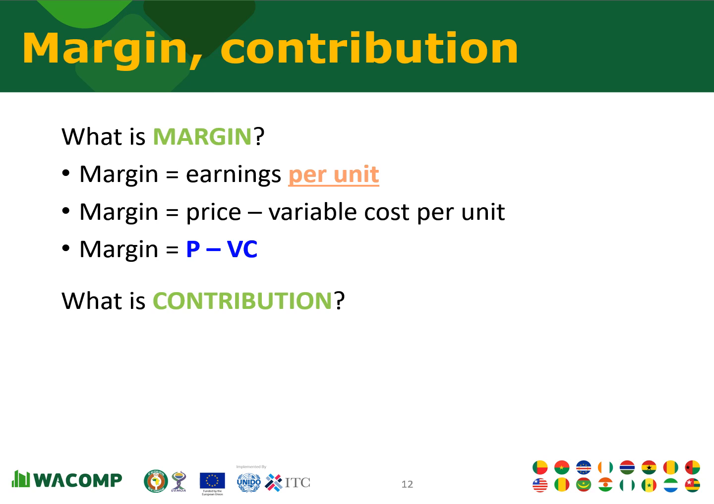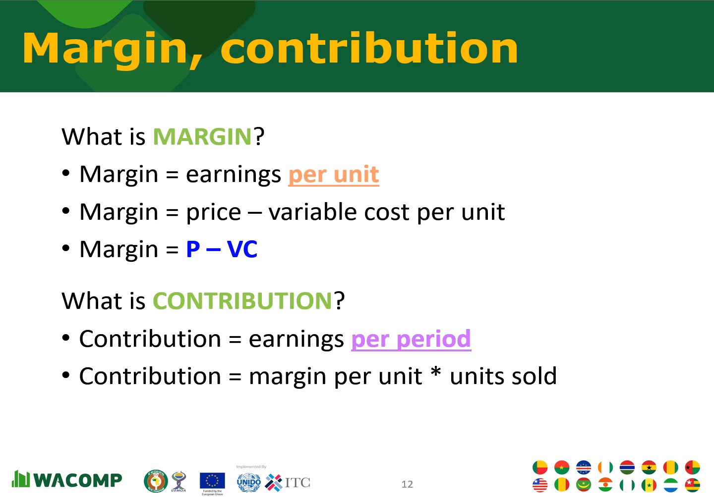What is contribution? Contribution is earnings per period. It is what you get after selling all units in that period. Contribution is margin per unit multiplied by the units sold. The formula for contribution is (P minus VC) multiplied by Q.